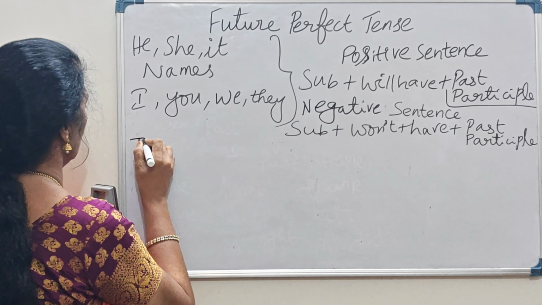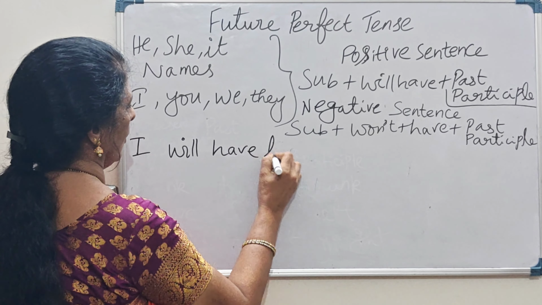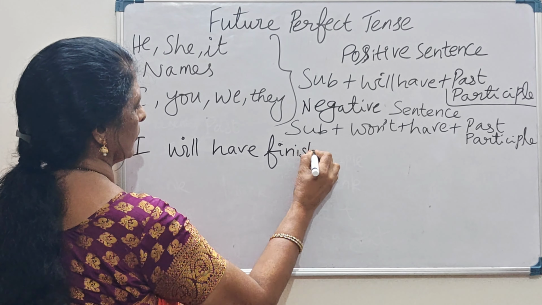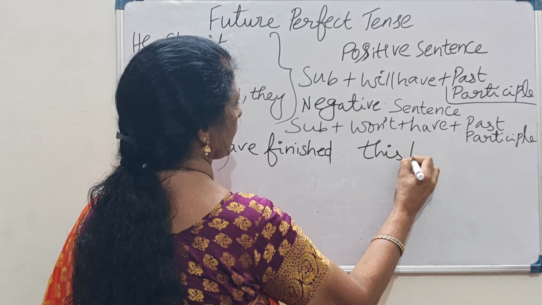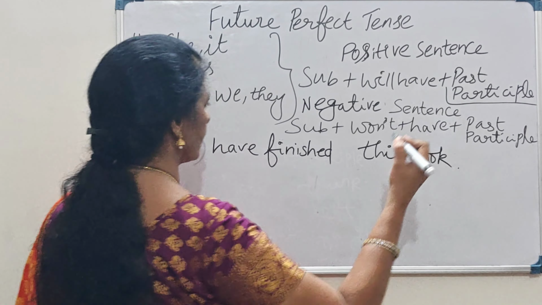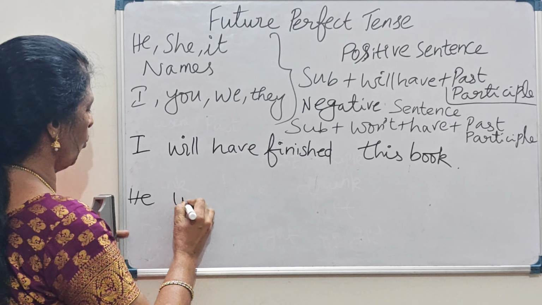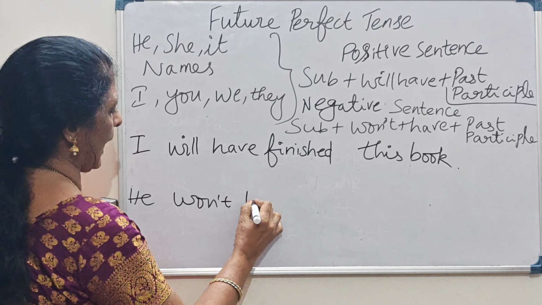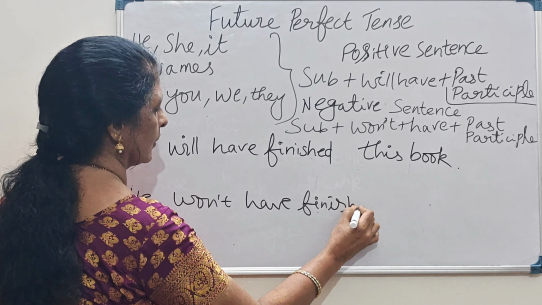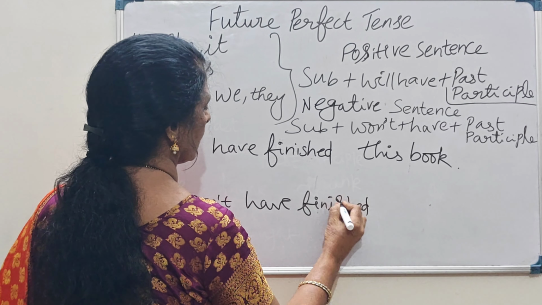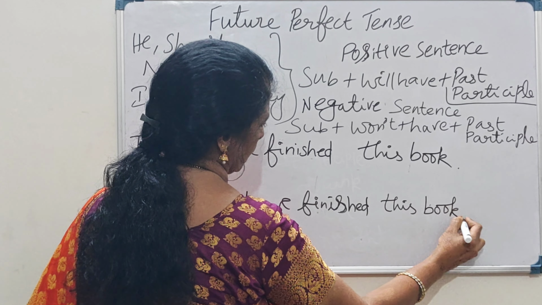First one, I will have finished this book. This is positive sentence. We will write the negative sentence also. He won't have finished this book.